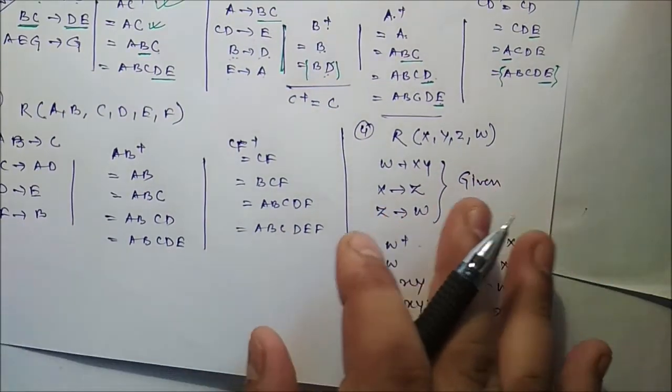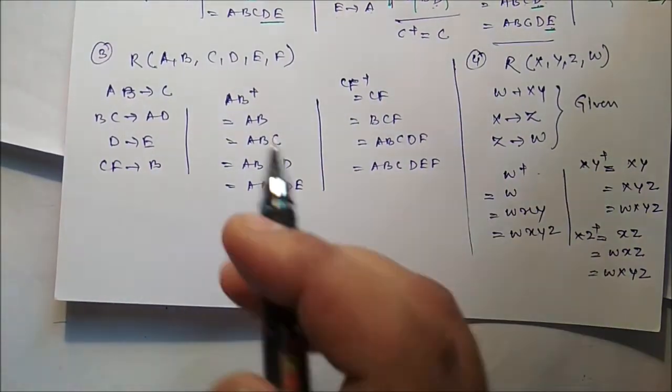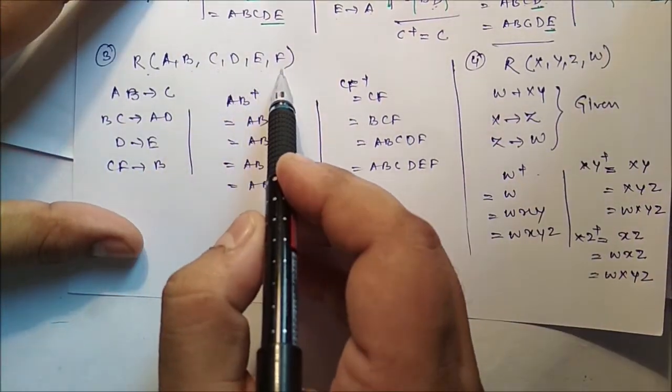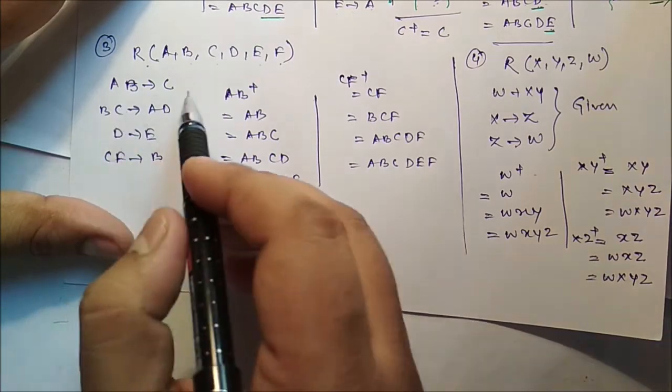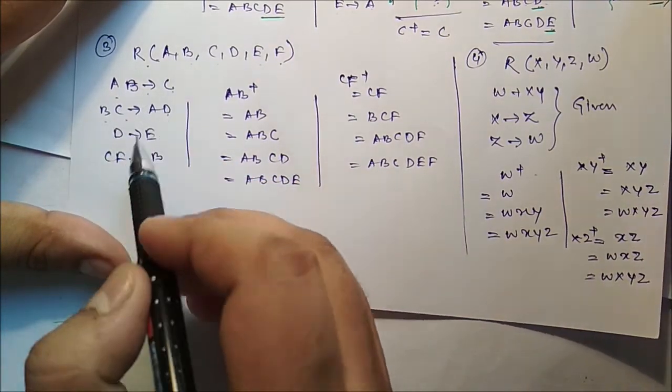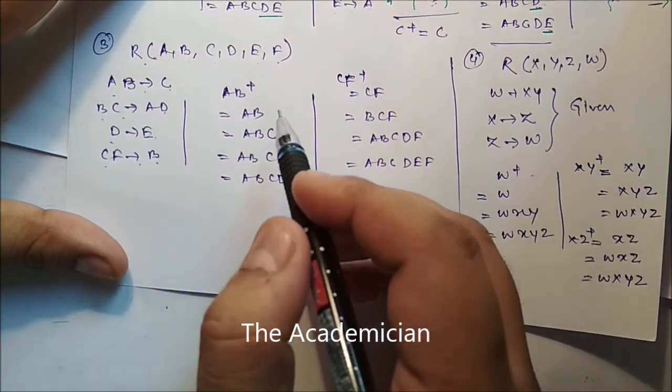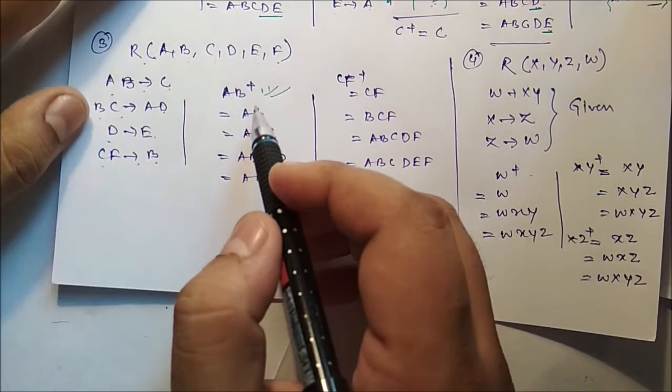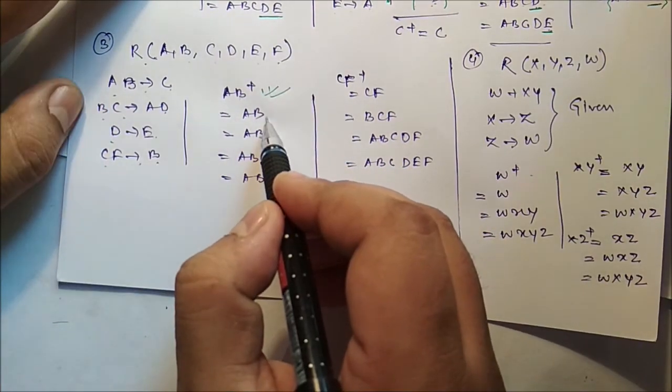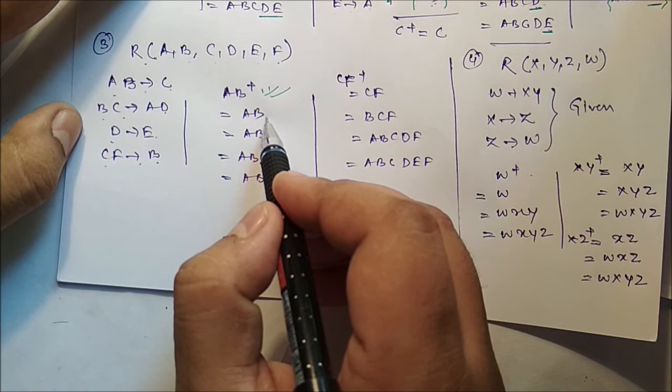Are you getting it? Now this is another example. Say A, B, C, D, E, F attributes are there. Now the given FDs are AB → C, BC → AD, D → E and CF → B. So what will be the AB closure? AB closure will be AB.